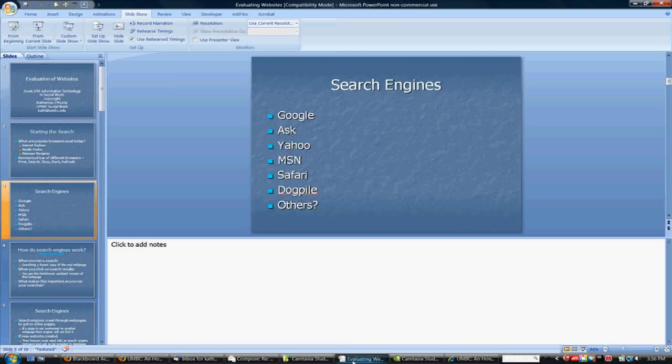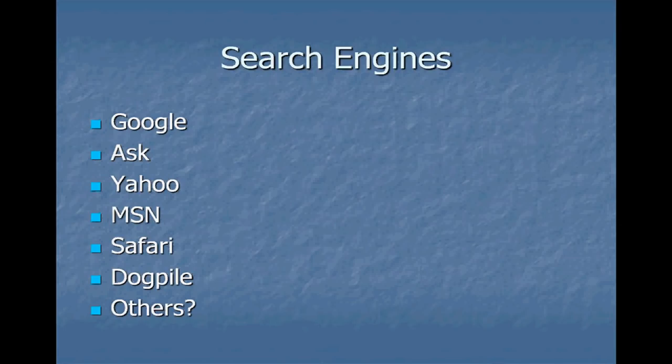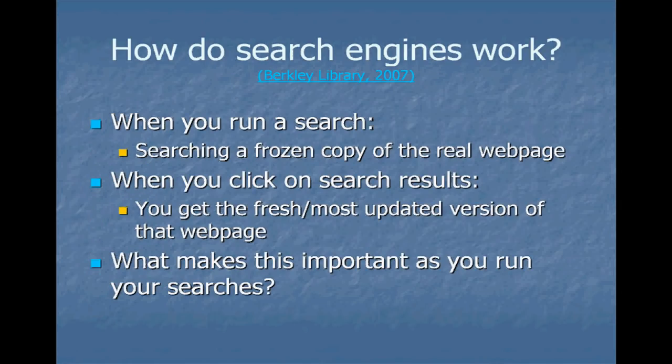Okay, so let's start thinking about some of the search engines that currently are used. I think Google, Ask, Yahoo, MSN, Safari, Dogpile are pretty common search engines. As you may know, each search engine works differently. So let's start with how search engines work. When you run a search, you're searching a frozen copy, and when you click on the results, you are getting the most updated version of that web page. Sometimes that's why that link doesn't work when clicking in.